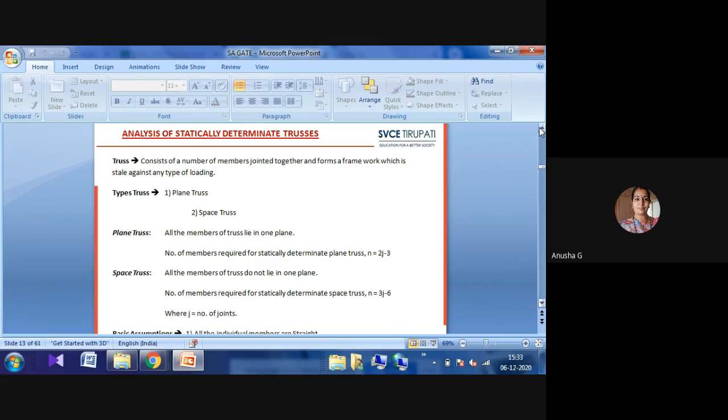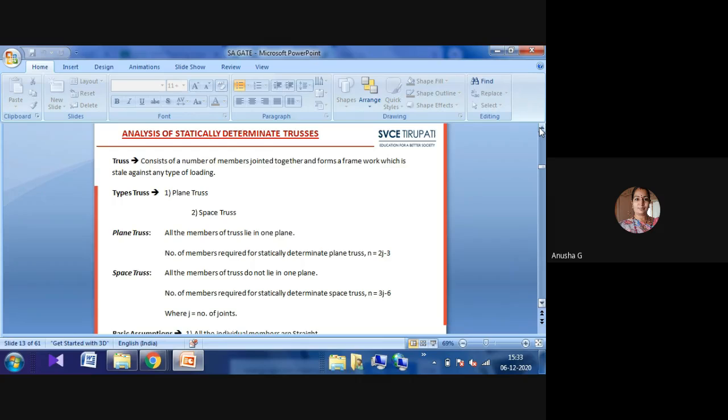Now we'll see the analysis of statically determinate structures, specifically statically determinate trusses. First of all, what is meant by a truss? A truss consists of a number of members and joints that are connected together and form a frame. That framework, which is stable against any type of loading, is called a truss. Trusses can again be divided into two types: one is a plane truss, another is a space truss. A plane truss is one in which all the members of the truss lie in one plane.